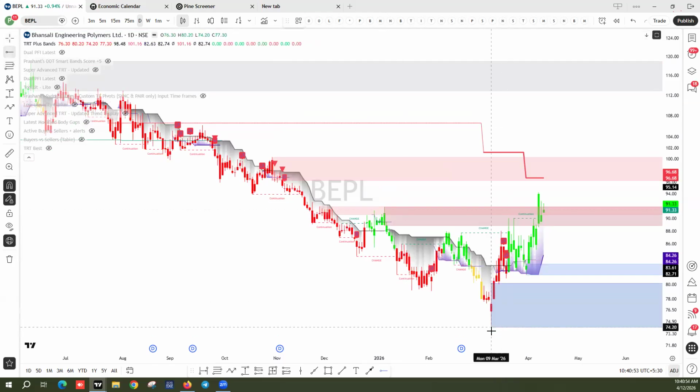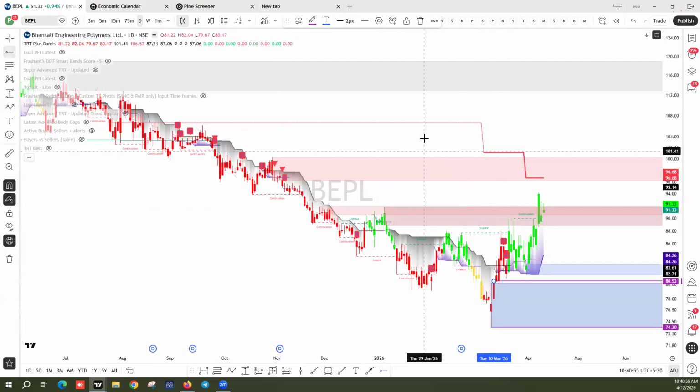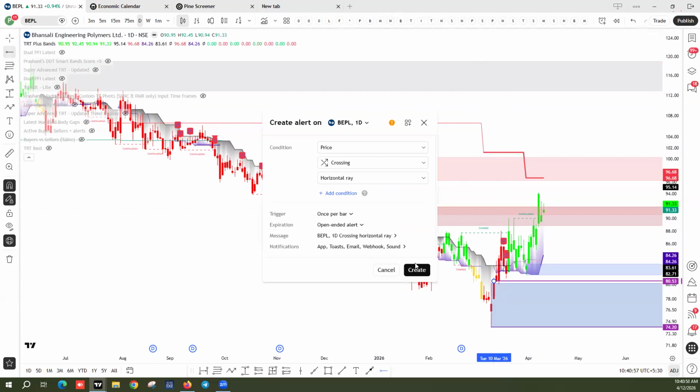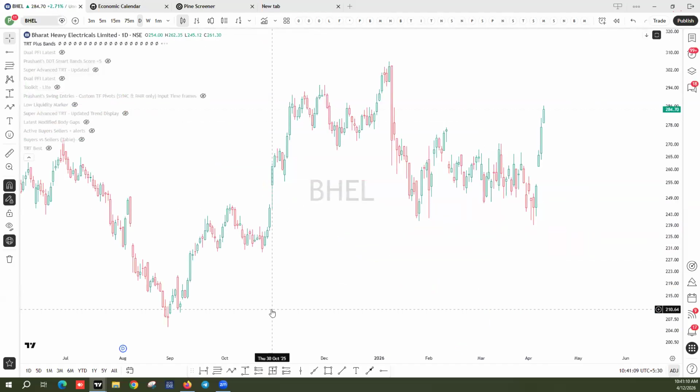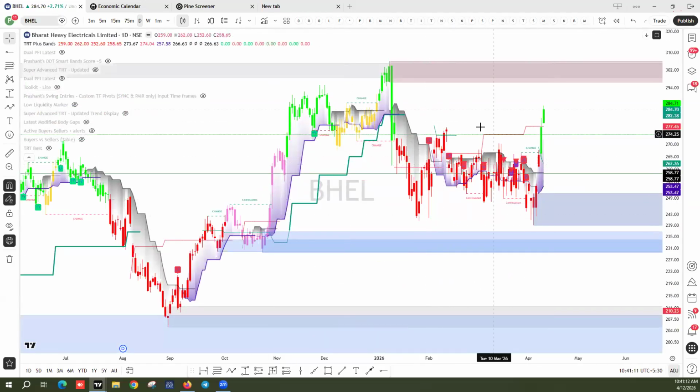BEPL. It has created this, it can go up, come down, hit the stop loss of these people who have kept stop loss below this, give entry in this and reverse. Trading range, breakout above trading range. It can come as a backup.